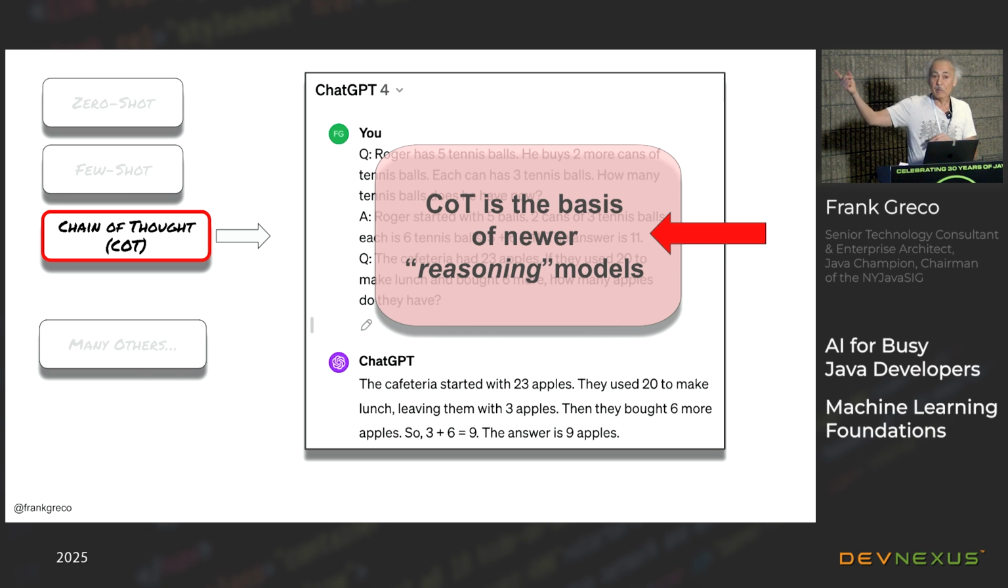So if you use a reasoning model, you wouldn't give it examples because it already knows COT, chain of thought. But if you're not using a reasoning model, then you have to give it examples if you want that type of answer. And there are other types of techniques, but again, it's not engineering, it's just a list of techniques.